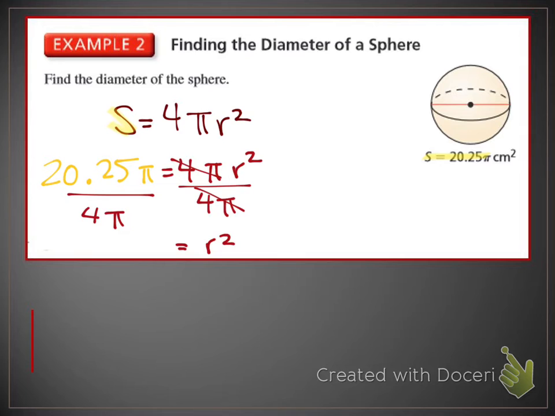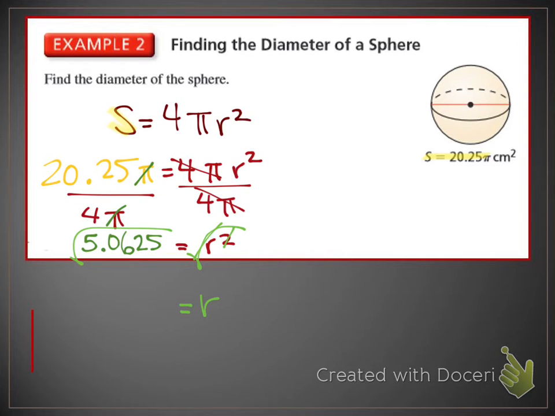The pi's will cancel. What is 20.25 divided by 4? I would not round here. I would just leave it in your calculator. It is 5.0625. And then what is my last step to find the radius? Square root.